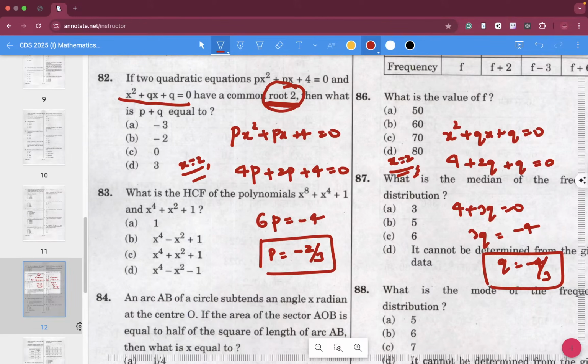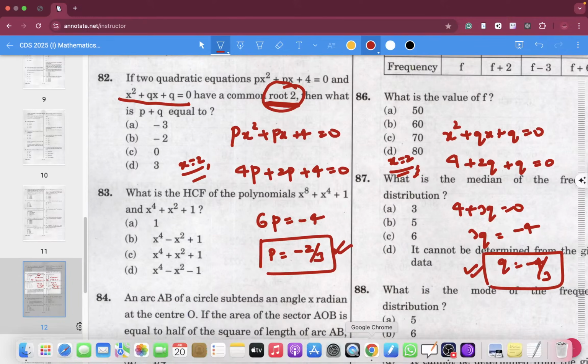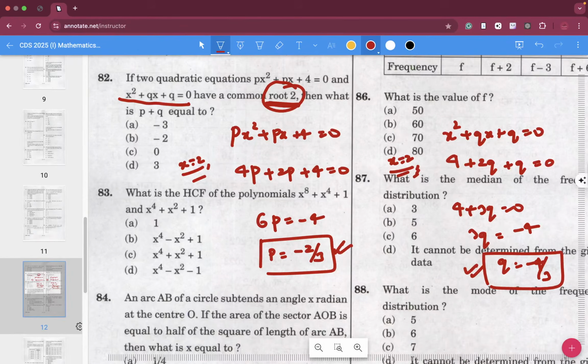So now you get the value of p is equal to minus 2 by 3, and you get the value of q is equal to minus 4 by 3, right? So if you add these two values, you get p plus q, which is equal to minus 2 by 3 minus 4 by 3, which gives you minus 6 by 3, which gives you minus 2. Question number 82, the answer will be the second option, folks, right? Okay, now let's get into the next question.